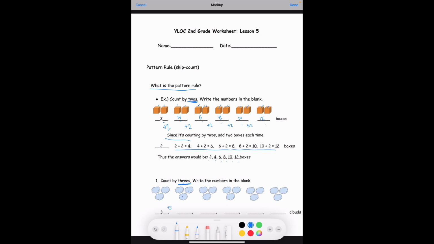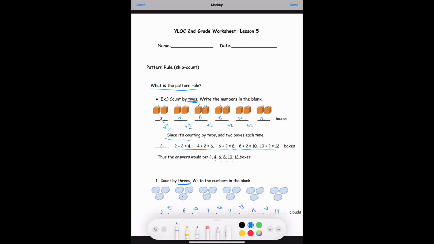3 plus 3 is 6. 6 plus 3 is 9. 9 plus 3 is 11. 11 plus 3 is 14. And 14 plus 3 is 17.